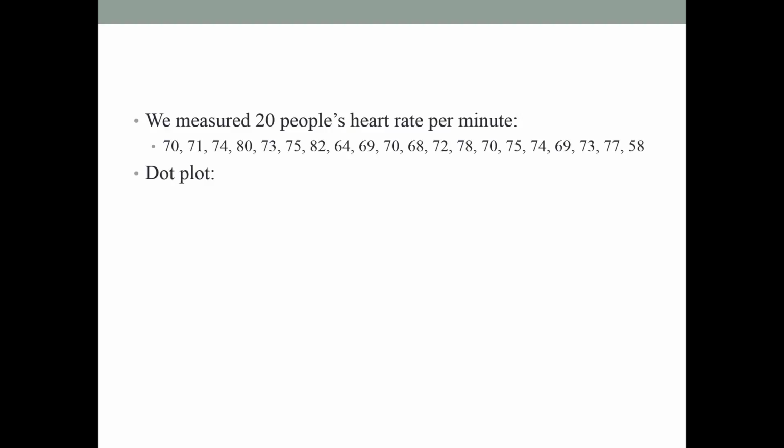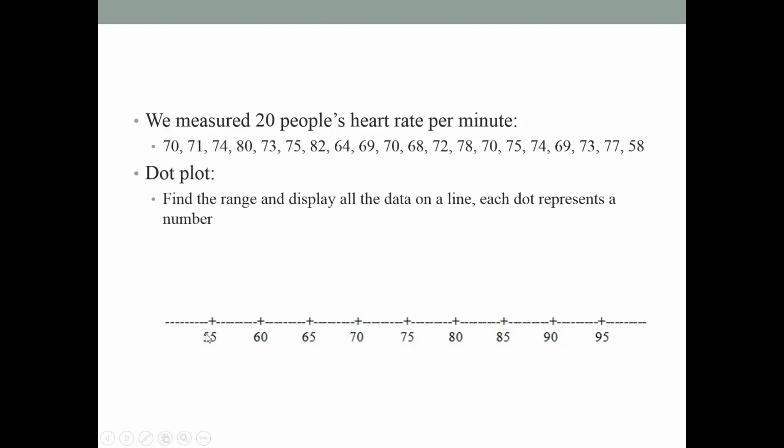For example, we measure 20 people's heart rate per minute. Those are the data, right? Now, the first thing we can do is a dot plot. First, we find a range and display all the data on a line, and each dot represents a number. So for example, like this. This is a line, and by eyeballing, I see the minimum value is around 50 something, so I start from 55. This is probably the lower end. And the extreme value, the highest value, is probably 90 something. There are no absolute rules on this. You just draw a line and set up the values.